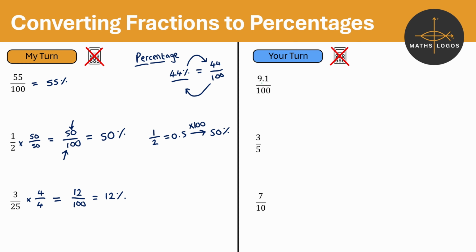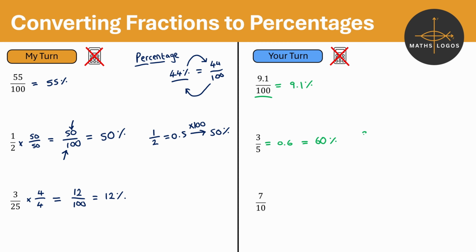All right, let's have a look at them. So 9.1 over 100, we've got that denominator of 100 that we're looking for. So the numerator is my percentage, that's 9.1%. 3/5 is equal to 0.6. As a decimal, I can multiply that by 100 to get me to 60%.